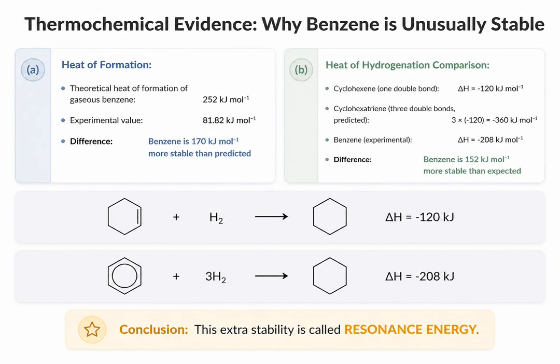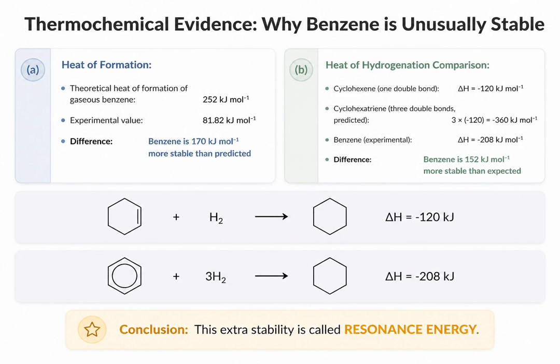Thermochemistry provides compelling proof of benzene's exceptional stability. When chemists measure the heat released when benzene is hydrogenated, adding 3 hydrogen molecules to convert it to cyclohexane, they get negative 208 kilojoules per mole. If benzene were truly 3 separate double bonds like cyclohexatriene, the calculation would predict negative 360 kilojoules. The difference of 152 kilojoules represents resonance energy, the extra stabilization from electron delocalization.